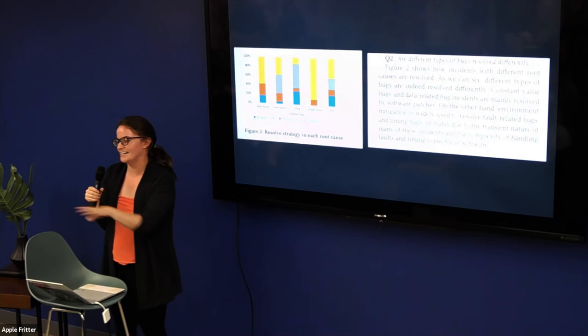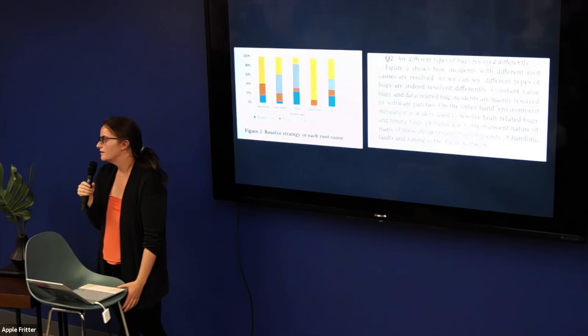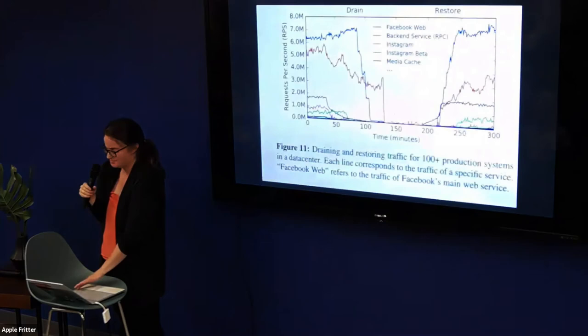Is there another one over here? From the graphs, it looks like the draining took about a half hour or so. Any idea why it would take that long, or is it DNS caching, or any idea what's going on there? I honestly don't remember, and it might have just been that one graph.